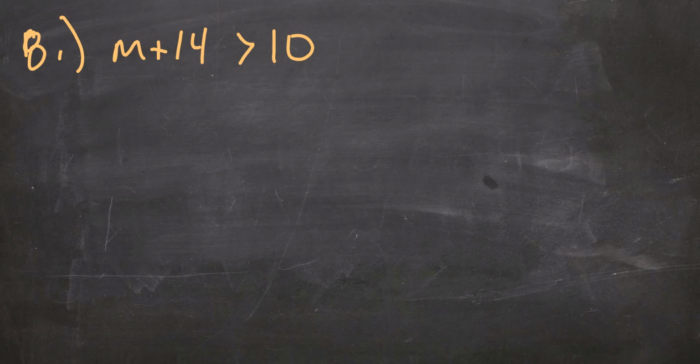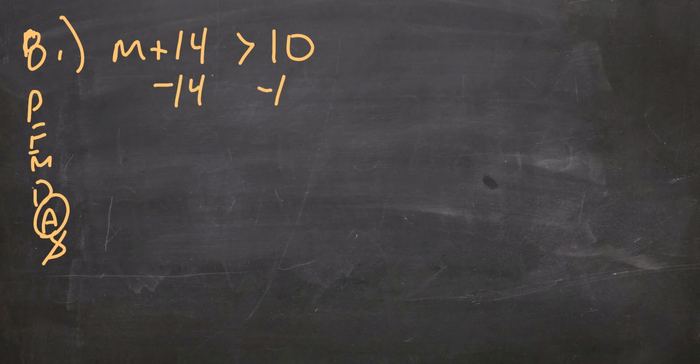All right, number 8, I have m plus 14 is greater than 10. So PEMDAS backwards. Again, if you're lost, that's the first thing you do. Put PEMDAS backwards. No subtraction. There's addition. That's why I'm subtracting 14 from both sides. Remember, this is subtracting. So I don't flip.